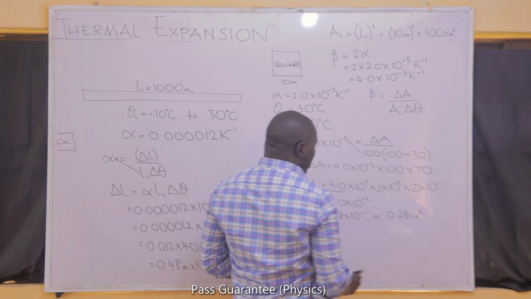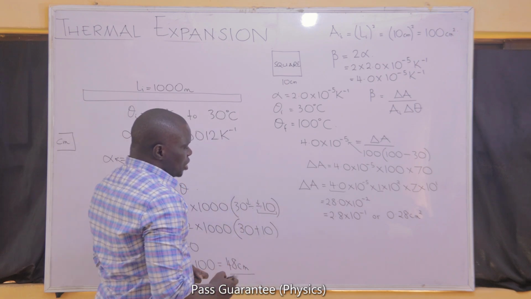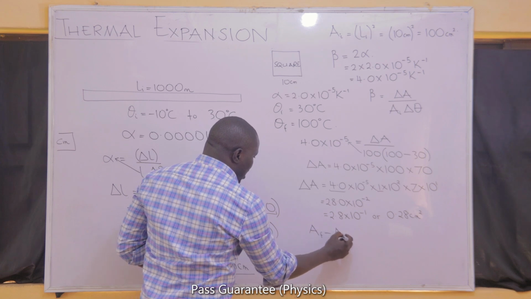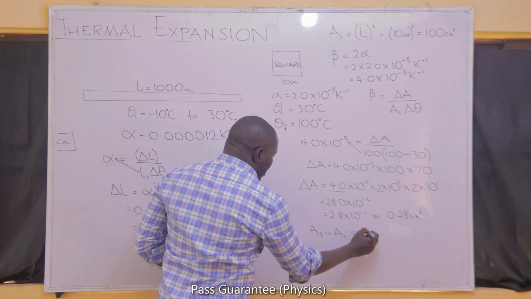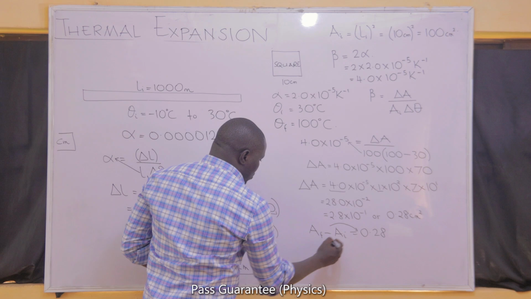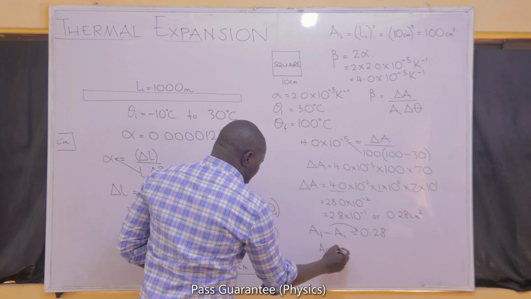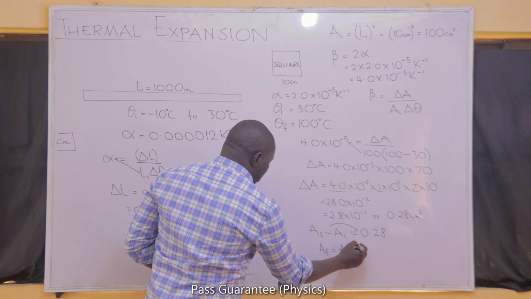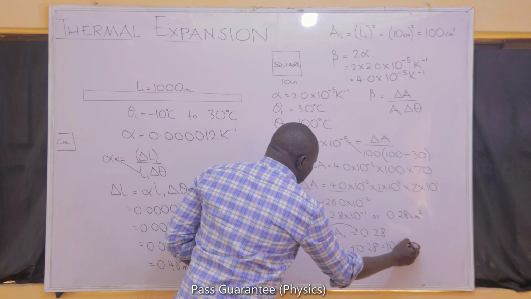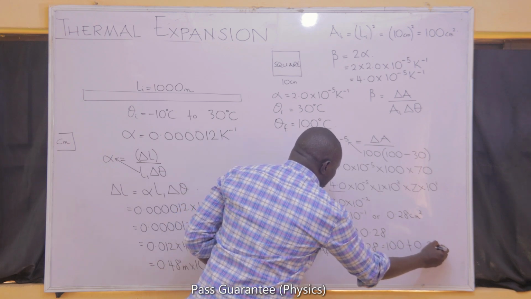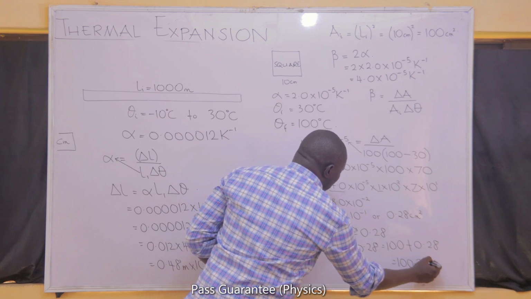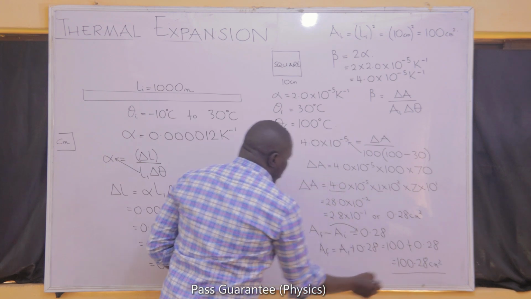But that is not what we are asked to find. We are asked to find the final area. Note that the change in area is the final area minus the initial area. If that is the case, the answer is 0.28. If we cross multiply, we'll have the final area being the initial area plus 0.28. And the original area is known to be 100. If you add the 0.28 to that, we should have 100.28 centimeters squared. And that is the answer to this question.